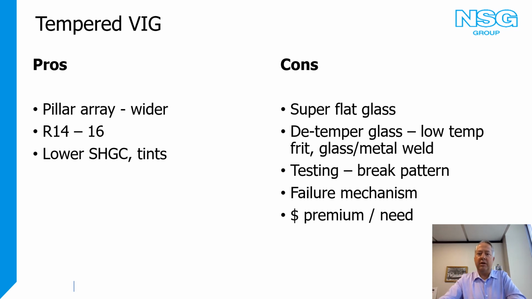There's a lot of things that we still have to work through in that sort of place. And then the other challenge is a tempered VIG is going to be more expensive to manufacture because you have to temper the glass. That's an expensive, high industrial process. And those edge seal mechanisms sometimes are a little bit more difficult as well. So that's going to drive up the cost of the glazing material. So a tempered VIG is going to be more expensive than an annealed VIG.